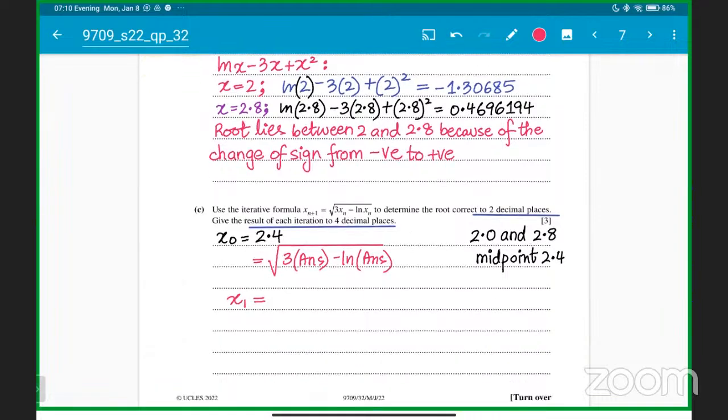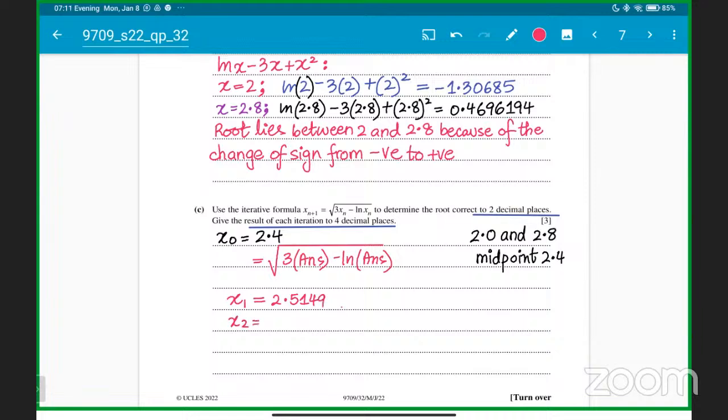Okay, so let's start. I got 2.4, press equals, then I put in the question, that is the iterative formula, the square root of 3 times the answer minus ln answer in my calculator. Are you guys with me? Then I press equals, so I'm getting the first x1 value as 2.51486. Okay, 2.51486. So to 4 decimal places it will be 2.5149.